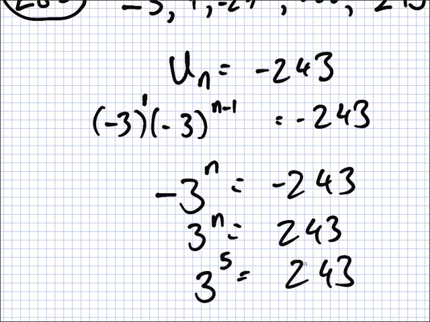3 times 3 times 3 times 3 times 3. 3 times 3 is 9. 9 times 9, 81. Yeah, 3 power 5. So n is 5. Okay? Now we'll have a smart way to do this soon using something called logs.